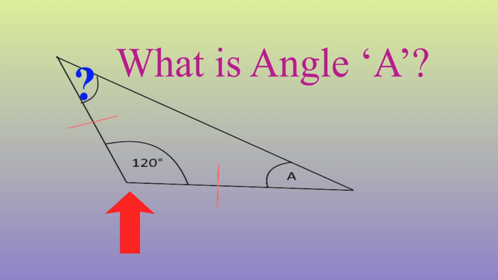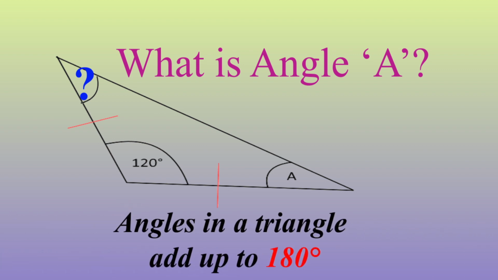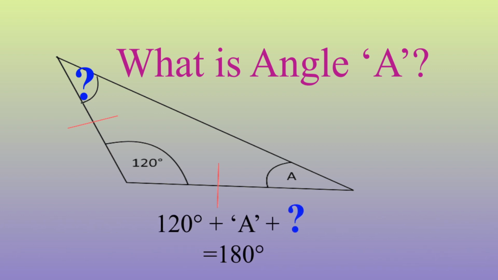So what we're saying is, as there are two angles that are the same, A equals the unidentified angle. They're both the same value. It's important to remember that the angles within a triangle add up to 180 degrees. So what happens if we add up the angles of this triangle? Well, then we get that 120 degrees plus A plus our other angle equals 180 degrees, and that should be correct because all angles must add up to 180 degrees.